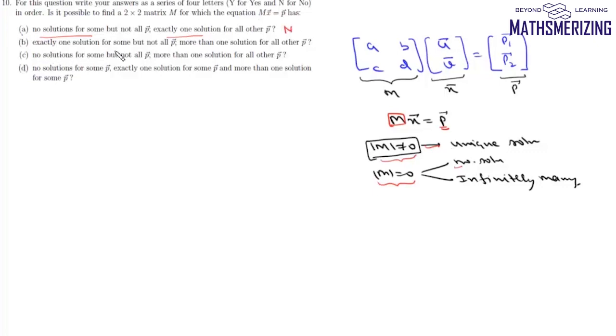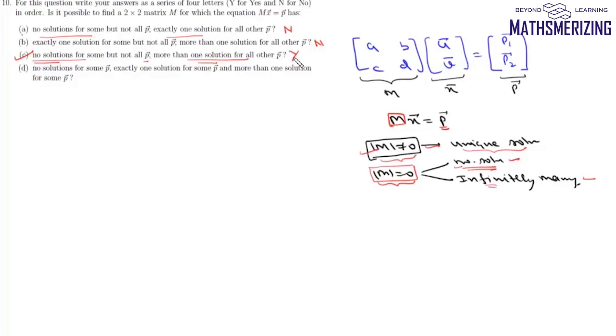B is exactly one solution for some but not all P, and more than one solution for all the P's. So that means, can it have a unique solution and infinite solution? No, it is not possible, because again this one is not true. Now for no solution and more than one solution, for both of them, condition on M is same. That is, determinant of M should be 0. So if we choose values of A, B, C, D so that this determinant is 0, then for some values it will have no solution, and for some values it will have infinitely many solutions. So that means this option C is possible, and therefore this is yes.